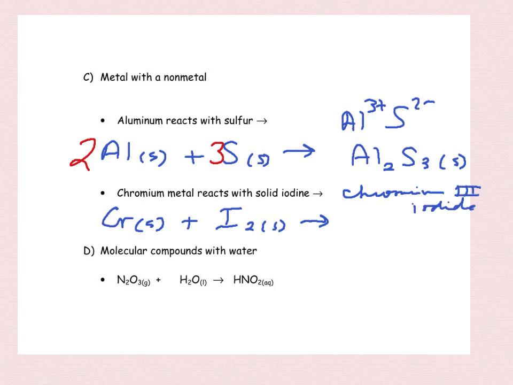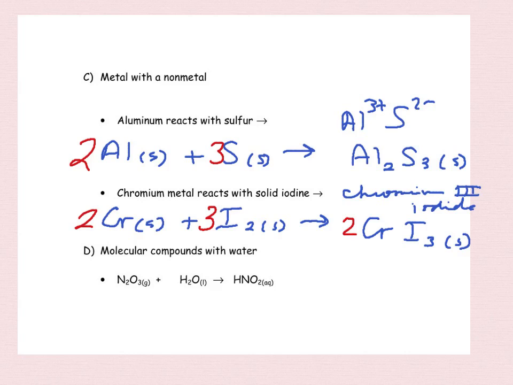Then you can finish the reaction. So chromium 3, Cr, would be a 3+, iodide's a 1-. When you crisscross those, you get CrI3 as a solid. And then to balance the overall equation, you have to look at your nonmetals. You have a 2 and a 3 necessary to get those to be equal to a 6, and you have to add a 2 in front of your chromium to balance it.